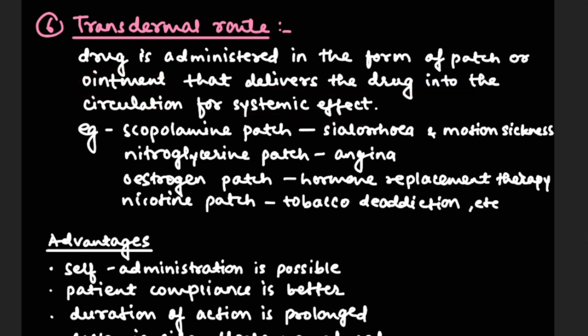For example, there are some different patches for different purposes. First is the scopolamine patch that is used for sialorrhea and motion sickness. Next is the nitroglycerin patch for angina, then the estrogen patch for hormone replacement therapy, and the nicotine patch for tobacco de-addiction.